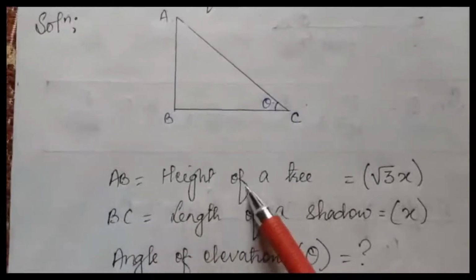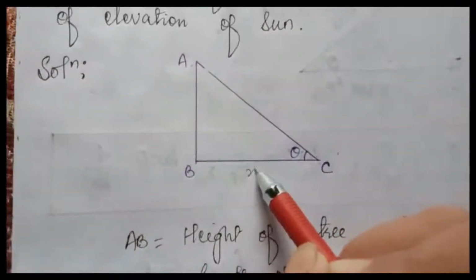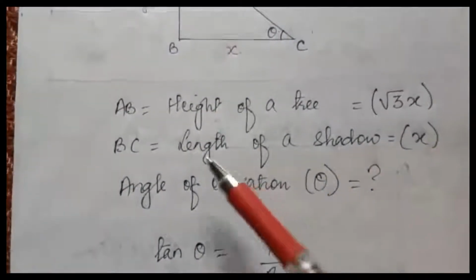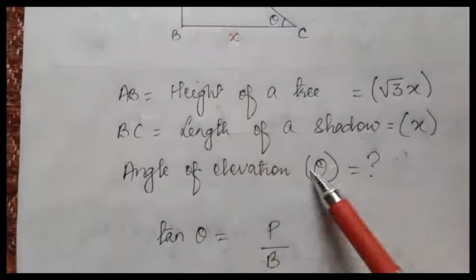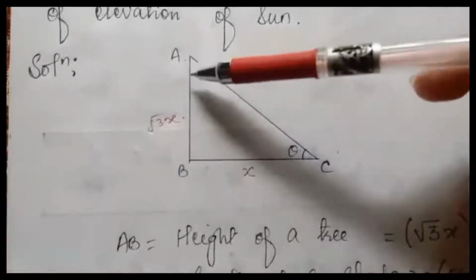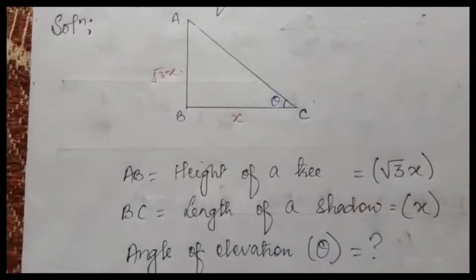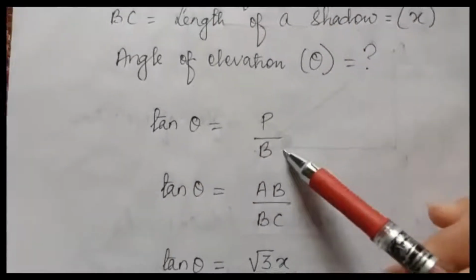So AB is the height of the tree. We have taken root 3x. So here I'll take x, so it will become root 3x. And length of the shadow x. You have to find the angle of elevation theta. So here perpendicular and base. Perpendicular and base are related by tan theta. So tan theta is perpendicular by base.